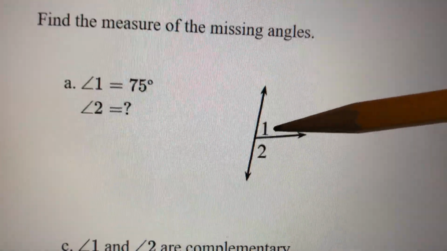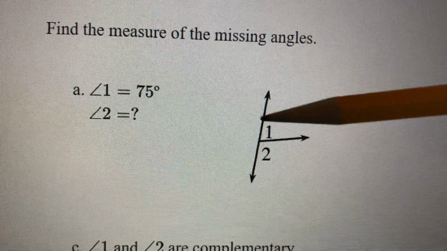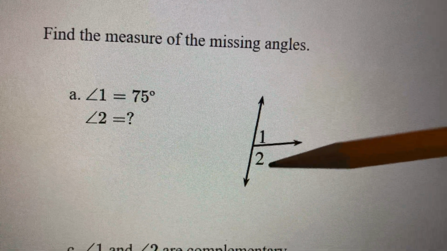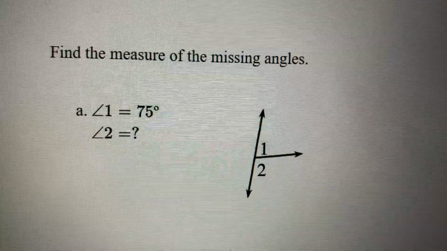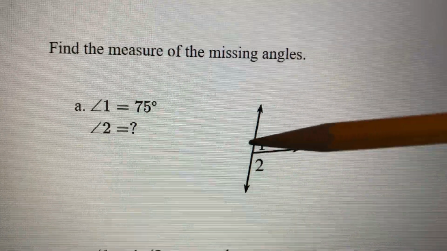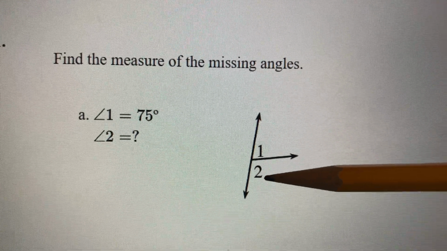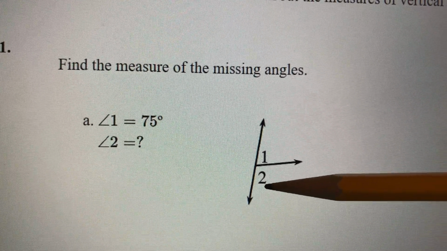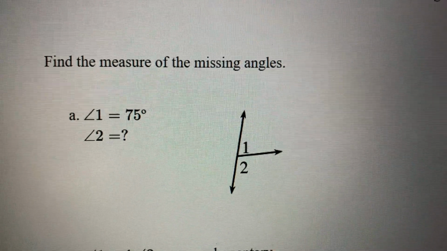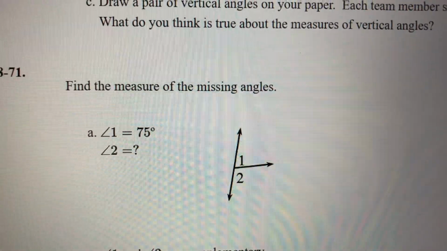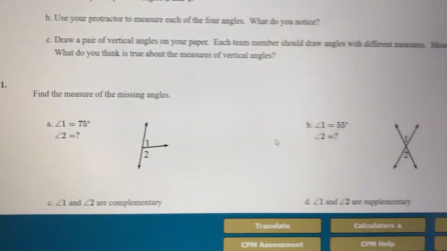Whew, been talking a lot today. 180 degrees. So if we know angle 1 is 75 and the whole thing is 180, how can we find angle 2? Well, you might already know. I subtracted 180 minus 75, and I got 105 degrees for angle 2. So angle 2 is 105 degrees. Those are supplementary angles. They add up to 180.